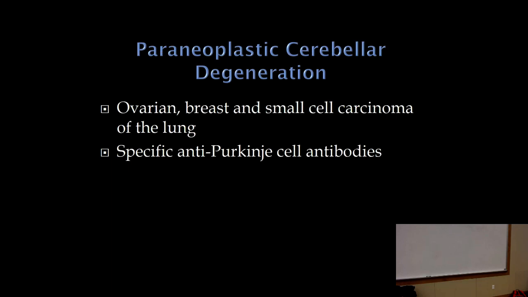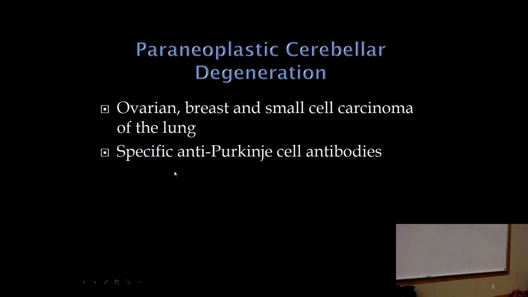Okay, another condition that can affect the cerebellum is called paraneoplastic cerebellar degeneration. Remember what paraneoplastic means. So we see neoplastic here, we think cancer, but paraneoplastic is not a direct effect of the cancer. It's not the tumor pushing on nerves or pushing on the cerebellum. This is kind of a very complex autoimmune process where antibodies in response to the tumor will attack parts of the nervous system. And in this case, antibodies are directed against Purkinje cells. Okay, and we can actually measure these.